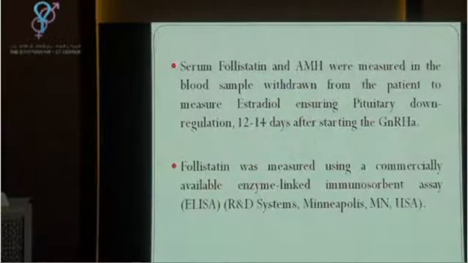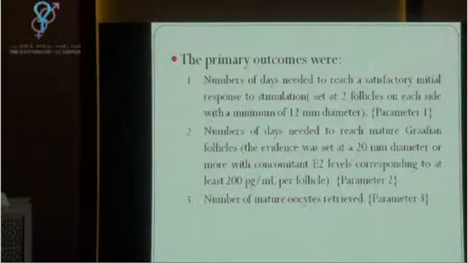We measured the serum follistatin and AMH, and we took the opportunity on the day of measuring, taking a blood sample to measure the E2, just to ensure that the patient has been down-regulated, so that's some 10 to 14 days after starting the GnRH agonist. Follistatin was measured using a commercially available enzyme-linked immunosorbent assay, from R&D Systems in Minneapolis, USA.